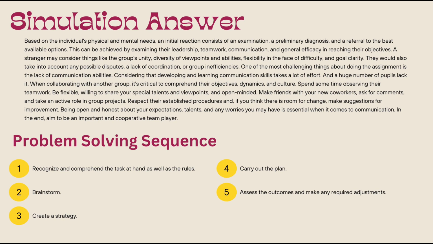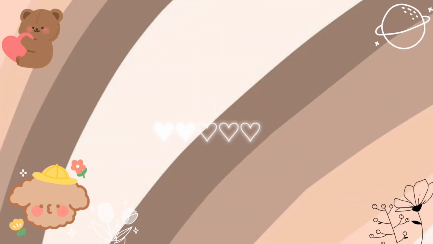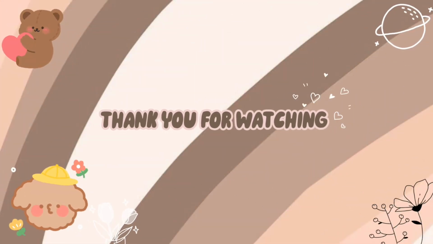Problem solving sequence. First, recognize and comprehend the task at hand as well as the rules. Second, brainstorm. Third, create a strategy. Fourth, carry out the plan. Fifth, assess the outcomes and make any required adjustments.